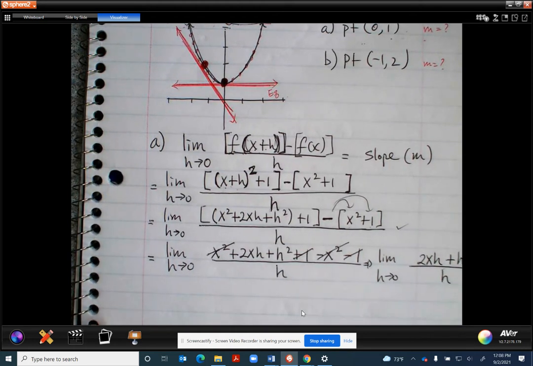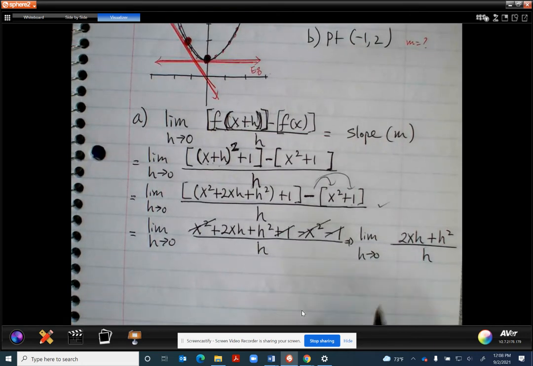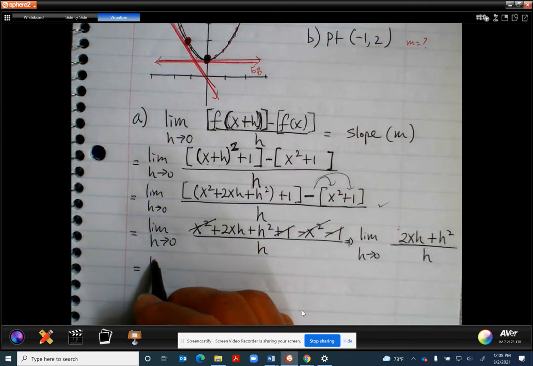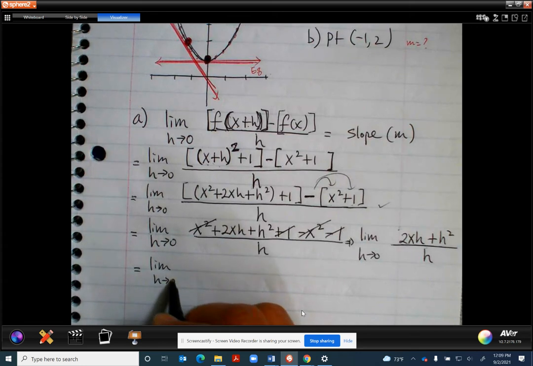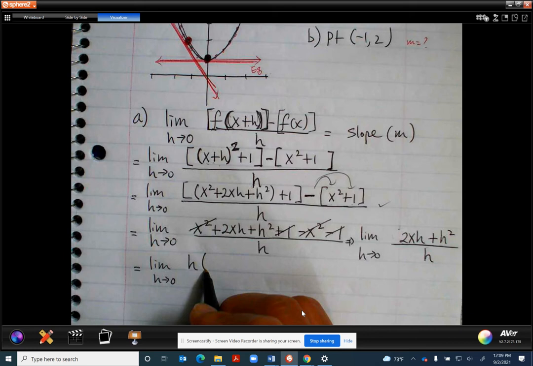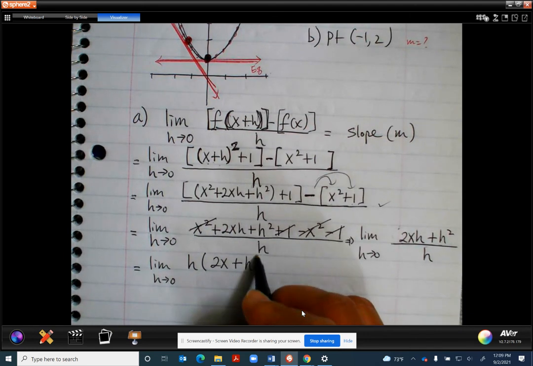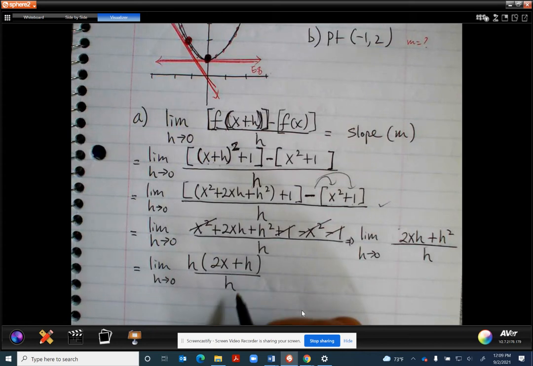Stay with me. All right? Okay, so what do you think? Do you notice anything about the top? You can factor out an h. You have h in common. So stay with me again. Pay attention. H goes to 0. How do I factor out the h? What do we have? H parentheses. What do we have? 2x plus h all over h.